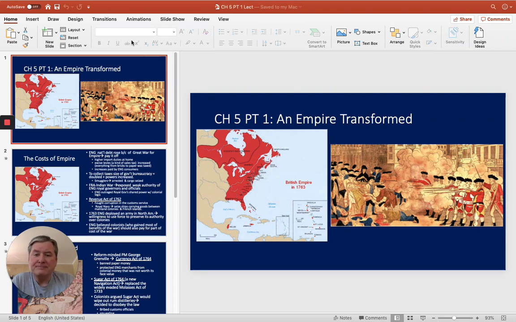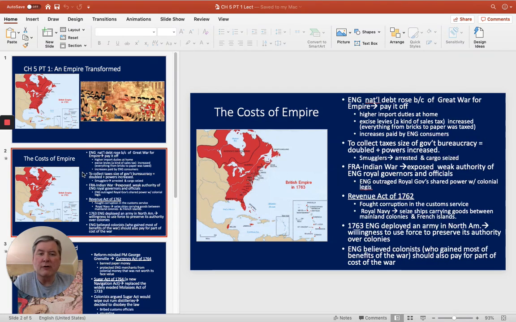Okay, so quick review. Your Chapter 5 notes. This was back in October, the first week of October. This was right after the French and Indian War, and here's the map of the colonial holdings of Great Britain in the New World in 1763, and the French and Indian War, the 7 Years' War in Europe, had caused England's national debt to go through the roof.